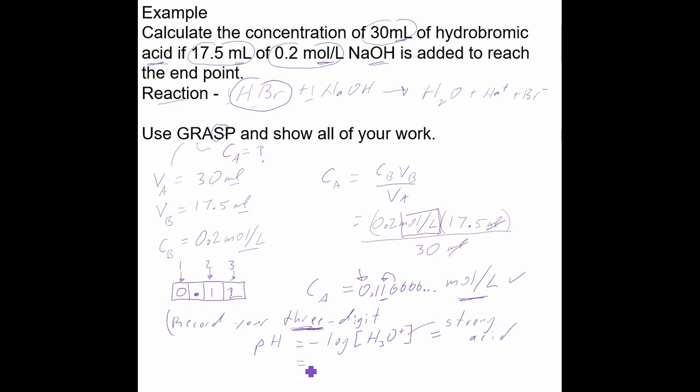So when you do this calculation, though, make sure you don't use your rounded number. Make sure you use all of those numbers that were originally in the calculator. So the negative log of 0.116666 and however many more there are, that's the number that you're putting in to get the pH for this solution.